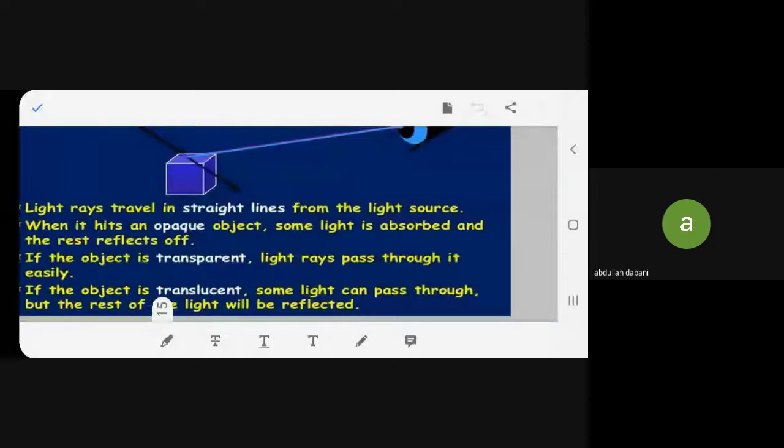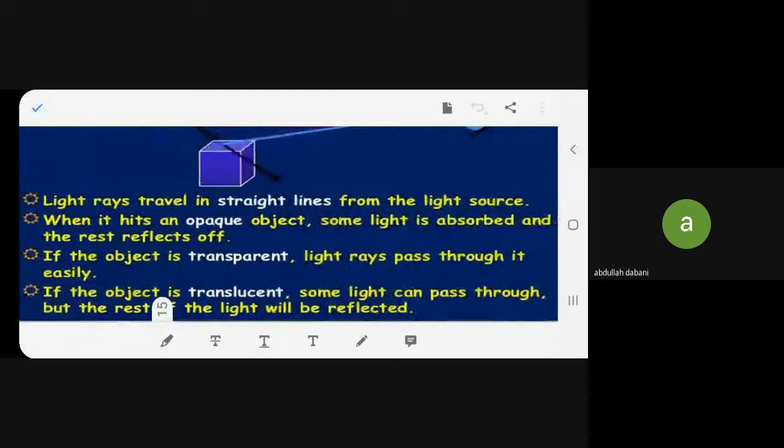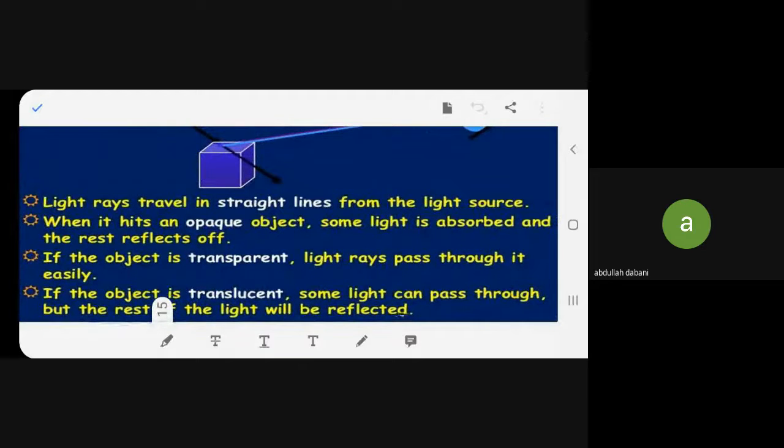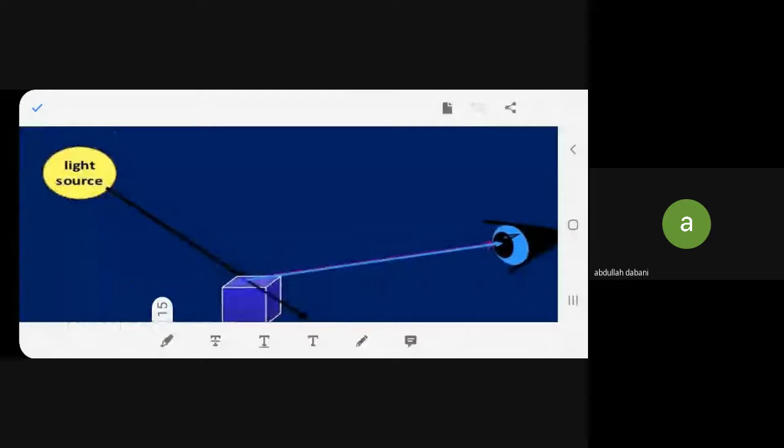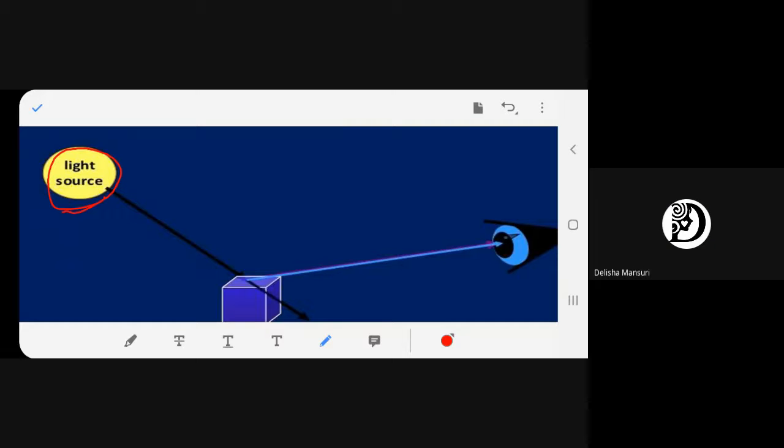I will do it one by one. One point, then I will teach you. Start with it. Light rays travel in straight lines from the light source. Look over here. This is the light source. It is traveling in a straight line, moving in a straight line.